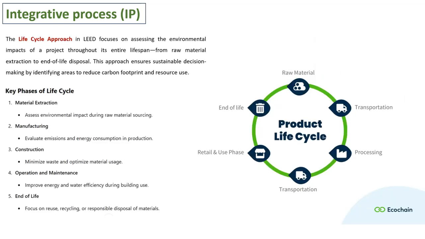The last one, life cycle approach. The life cycle approach in LEED focuses on assessing the environmental impacts of a project throughout its entire lifespan, from raw material extraction to end of life disposal. This approach ensures sustainable decision making by identifying areas to reduce carbon footprint and resource use, right? So what are the key phases? We all know that: material extraction, manufacturing, construction, operation and maintenance, and end of life, right? So it is for the building as a whole.